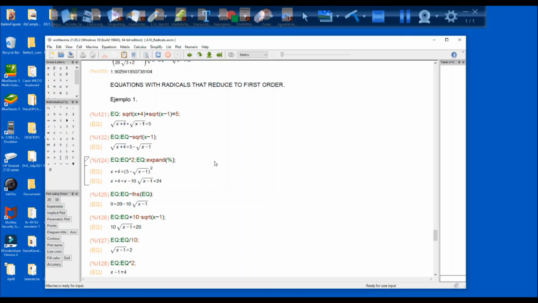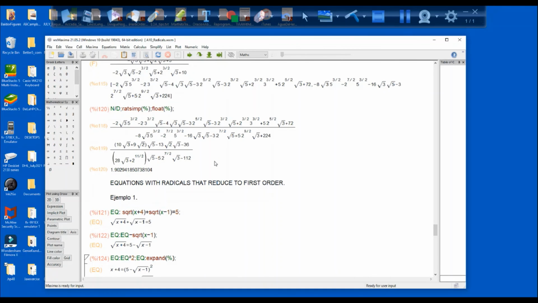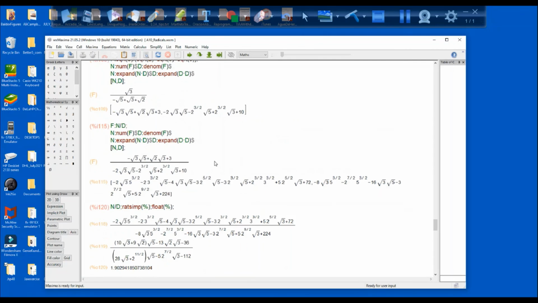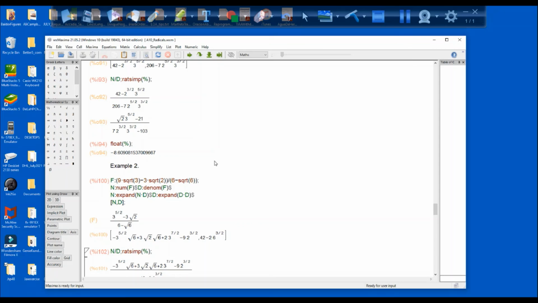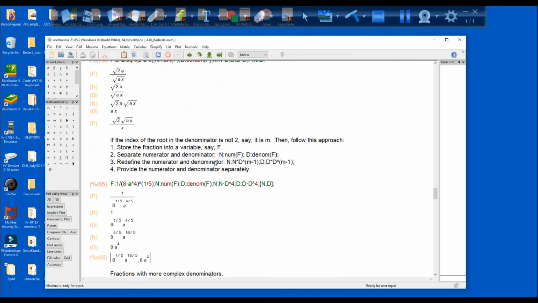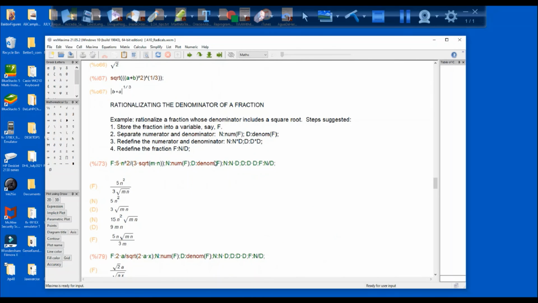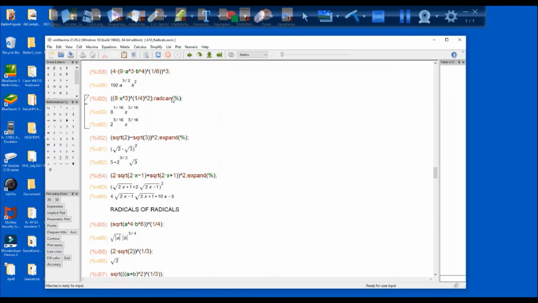So radicals in Maxima are not as straightforward as in the textbooks, but you can always use float to obtain a numerical result, and use rat simplification or ratcan to try to simplify radicals. And with that, we finish this particular video.